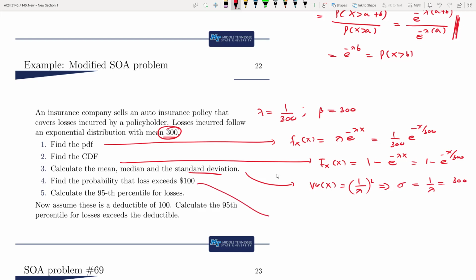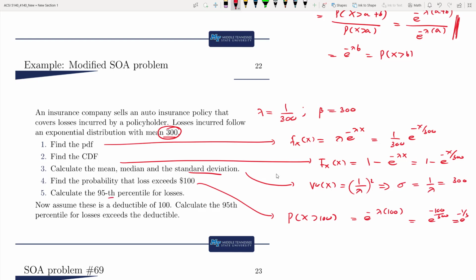Find the probability that loss exceeds 100. So probability x more than 100, and we just did the survival function. This is going to be e to the power negative lambda times 100. Lambda is 1 over 300, so it's going to be e to the power negative 1/3.